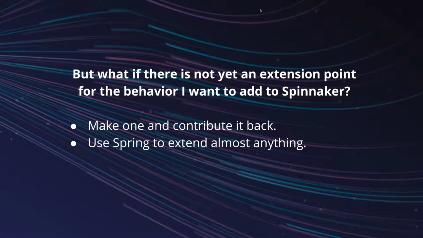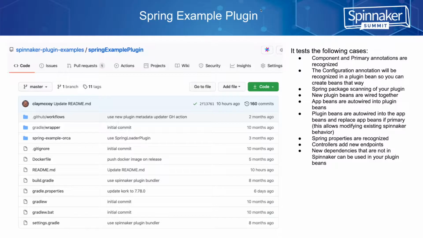So what if there's not an extension point for the behavior you want to add to Spinnaker? Well, there's a couple of options. You can make one now that you've kind of seen how it works and contribute it back to the Spinnaker services, or you can use Spring to extend just about anything you want. So here's our second example, the Spring example plugin.